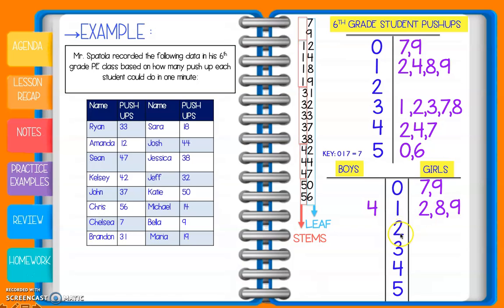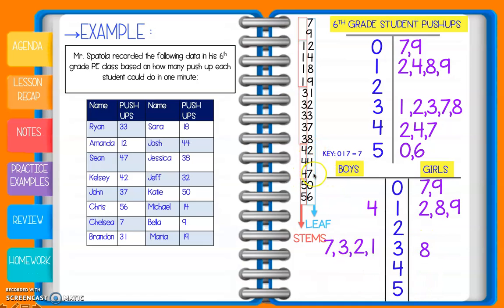All right, now we still don't have any 20s, so it's going to be blank, but let's look at our 30s. I've got a 31 for Brandon, so it's going to go on the boys' side. I had a 32 for Jeff, so it's going to go on the boys' side. A 33 for Ryan, so it's going to go on the boys' side. A 37 for John, okay? So it's going to go on the boys' side, and a 38 for Jessica. So that's going to go over here on the girls' side.